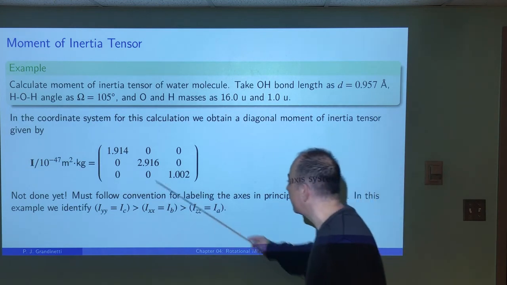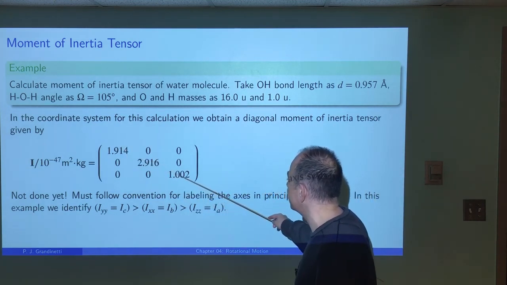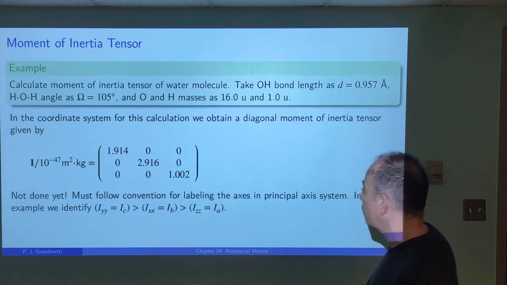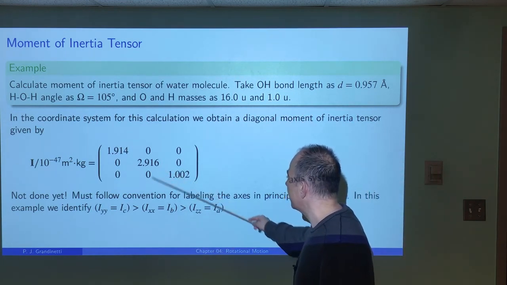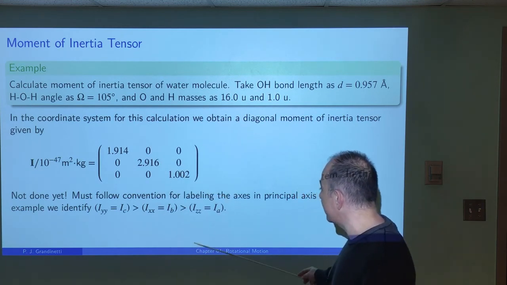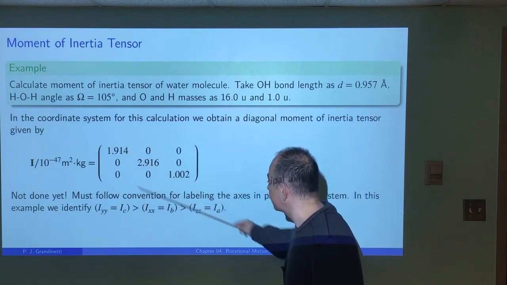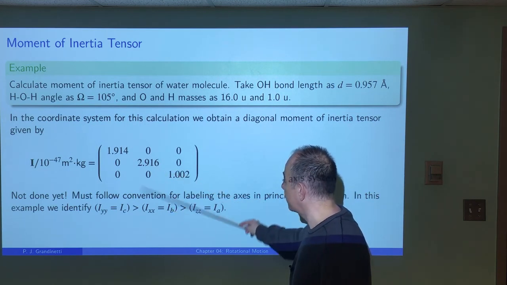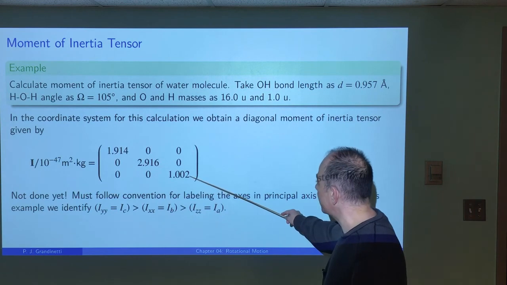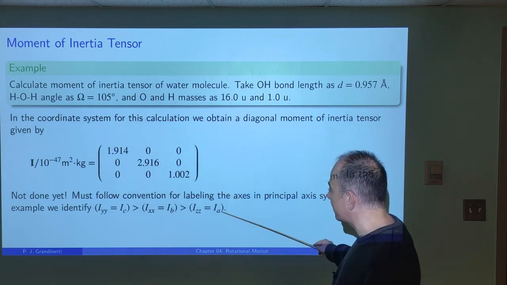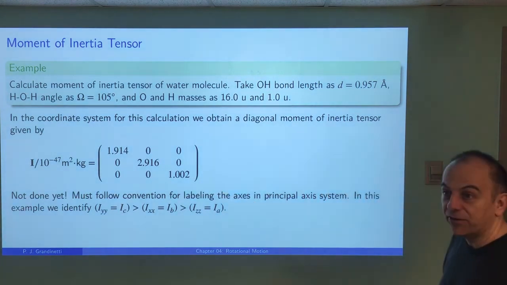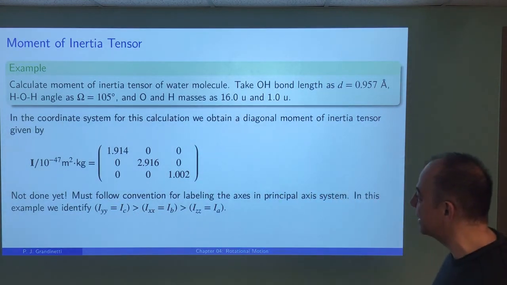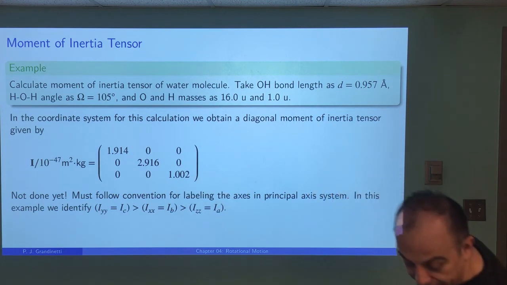Now, we're not done yet because we have to follow the convention. Right now, we've defined this as xx, this as yy, and zz, but we need to identify the largest one as c and the smallest one as a. So you see that what is xx is actually the intermediate, that's b. What is yy is the largest, that's going to be c. And what is zz is the smallest, and that has to be a. So we have to take our definitions of x, y, and z and flip them around and label them a, b, and c so that we have the proper ordering here.